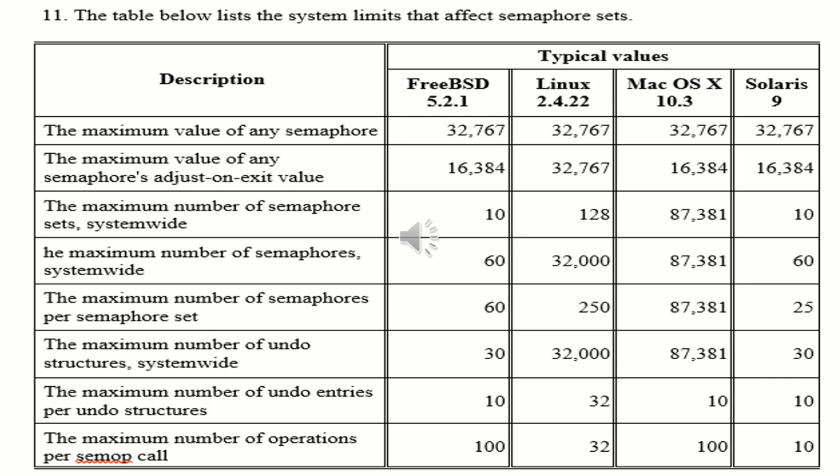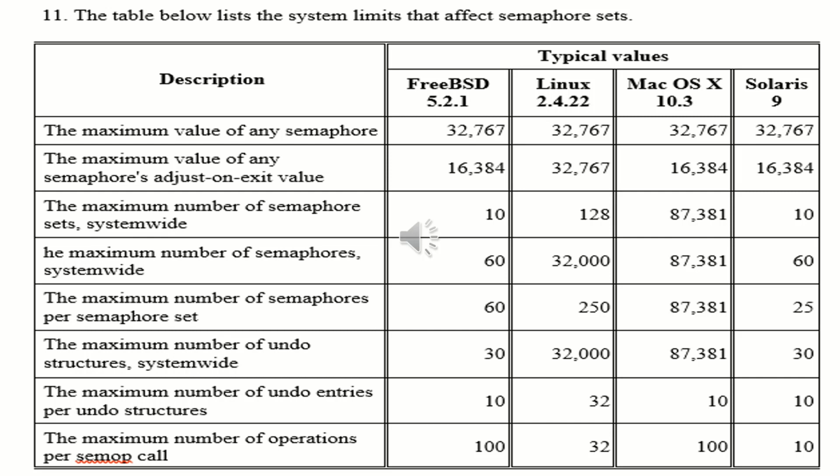The maximum number of semaphores system wide: 60, 32,000, 87,381, and 60 for the four types of systems: BSD 60, Linux 32,000, Mac 87,381, and Solaris 60. The maximum number of semaphores per semaphore set: 60 for BSD, 250 for Linux, 87,381 for Mac OS, once again 25 for Solaris.